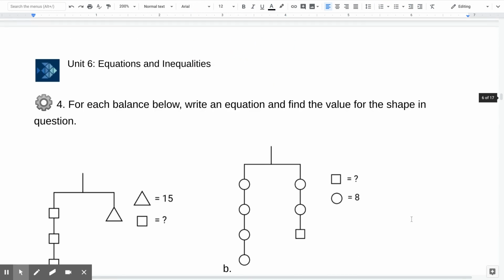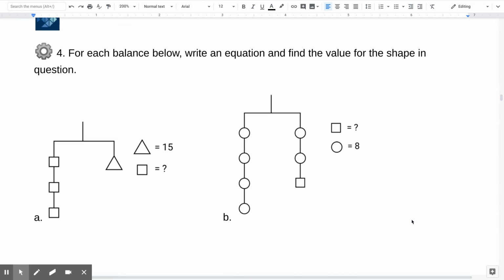Scrolling down again, please take a moment to look at these balance equations. Pause and solve those. All right, so for balance equation A, I can see that 3 squares equals triangle, and triangle equals 15. So I'm looking for 3 things that equal triangle. 5 would make sense here. 5 plus 5 plus 5 equals triangle, which is 15. That works.